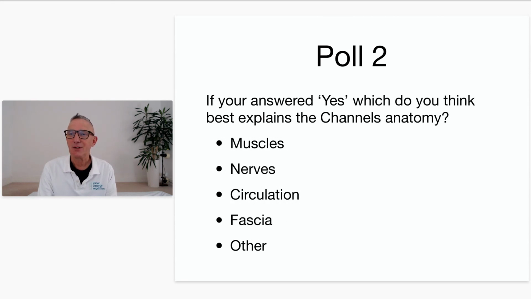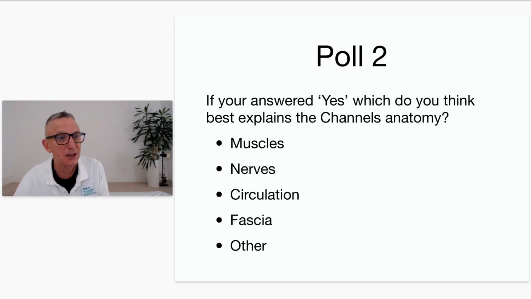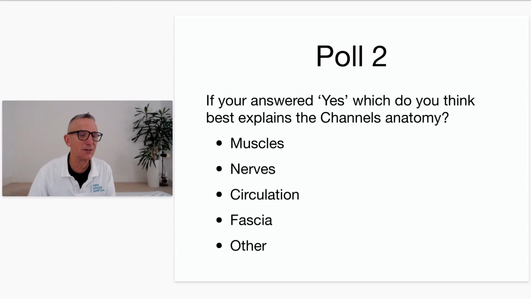So let's see what we've got. Okay, we've got 70% fascia coming out right on top there, followed by circulation, muscles. No one said nerves. But we've also got some others. So maybe you might want to put the others in the chat, or you can bring them up in the Q&A. We've got Kat on the questions.